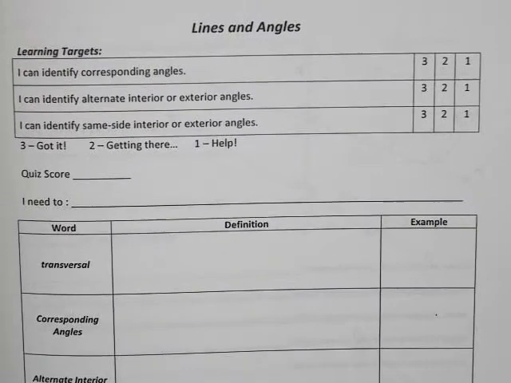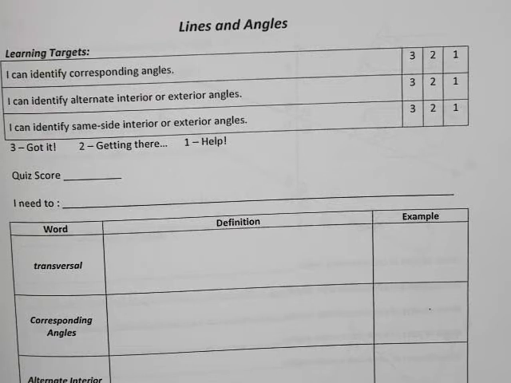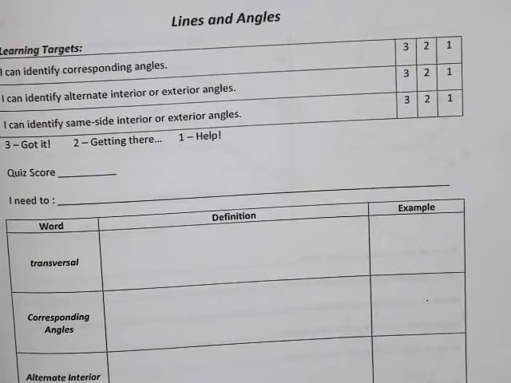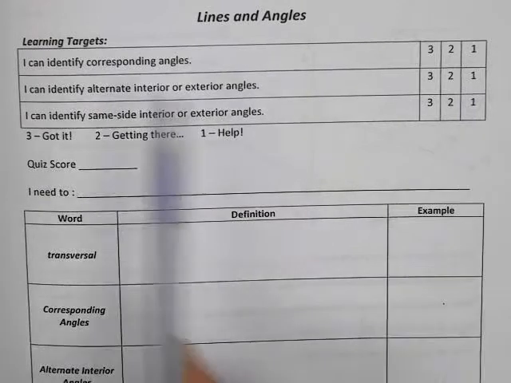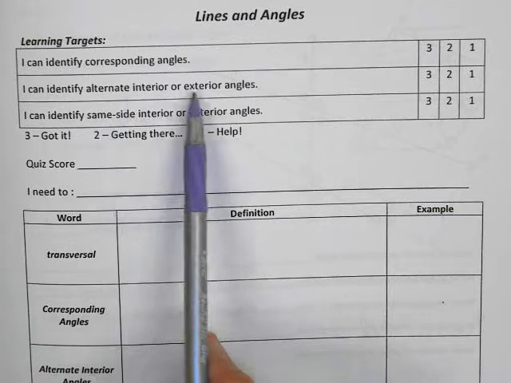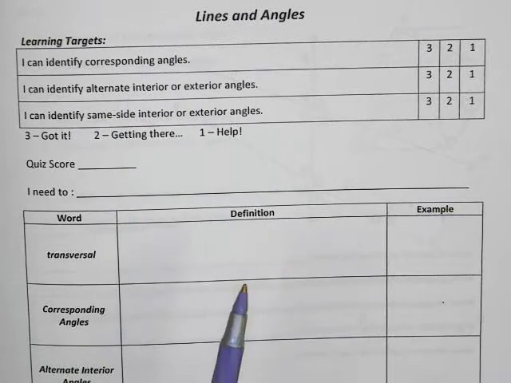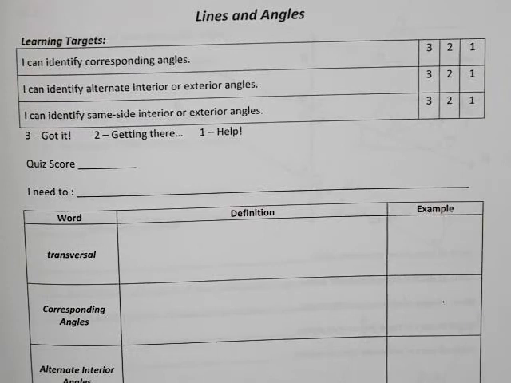Okay, today's lesson is on lines and angles. You can see it's mostly about identifying certain angle pairs that we're going to be using in lessons to come here. So you can see I can identify corresponding angles and then alternate interior or alternate exterior angles. And then we also have same side interior or same side exterior angles.